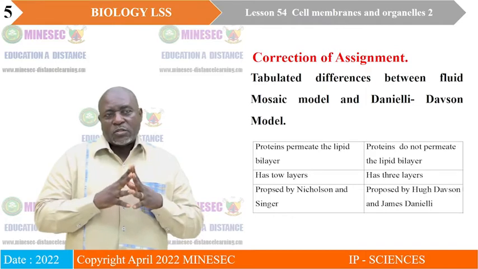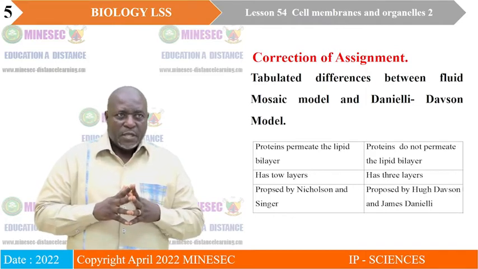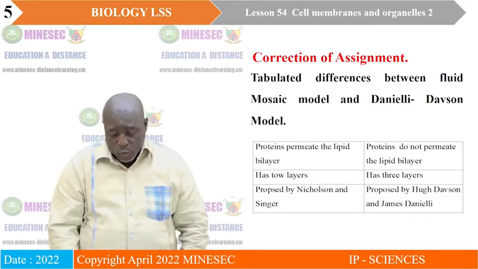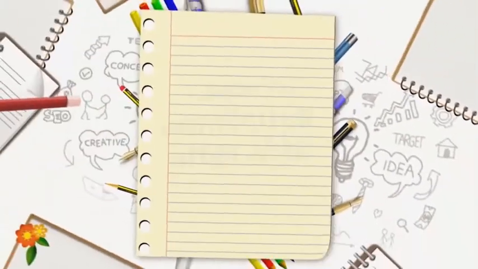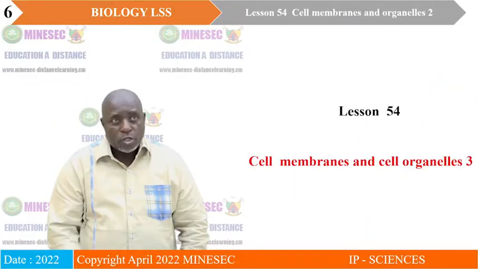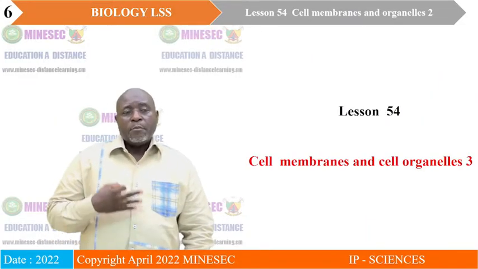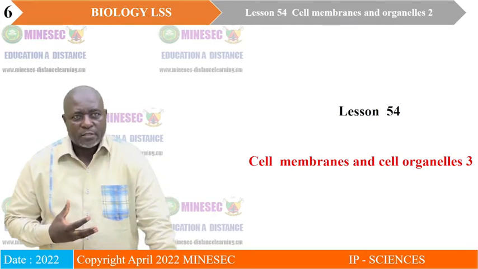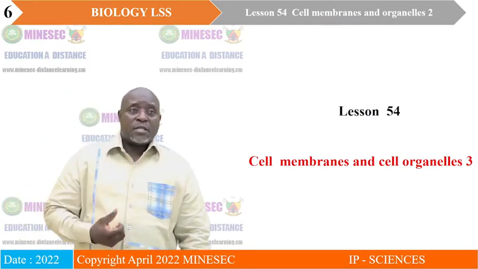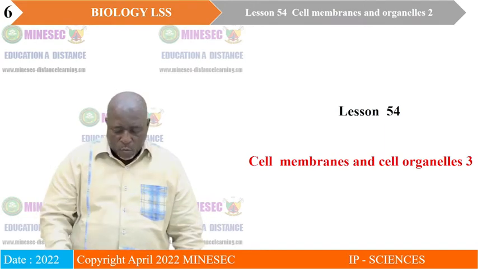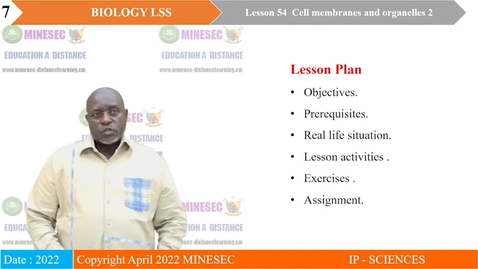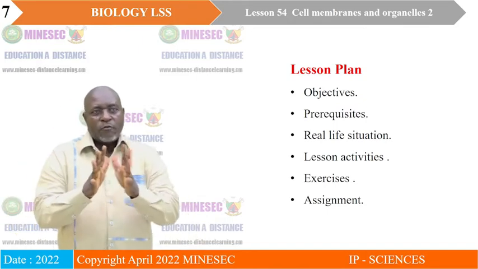So we have looked at the plasma membrane as an organelle, as a structure of a cell. We are going to continue with other organelles of eukaryotic cells, and we'll treat them one by one, because the proper understanding of these organelles will give us an insight into the function of the organism.